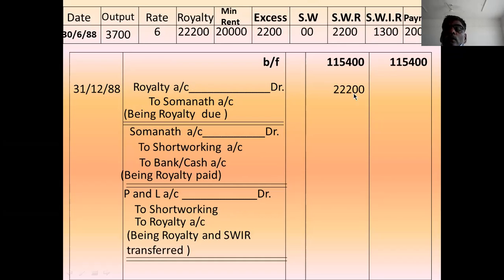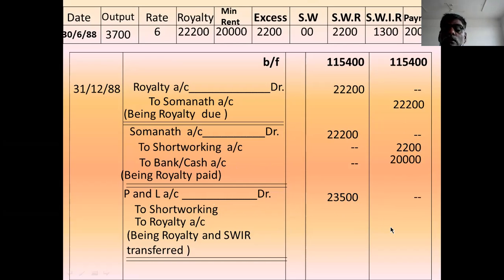22,200 is royalty account to Somnath account 22,200. Next, Somnath account debtor 22,200 to short working. To short working means SWR. SWR is 2,200, you write. To bank, payment column 20,000. Bank means payment column 20,000. P&L account debtor 23,500. This is taken on the basis of total of short working and royalty. You write this amount at the end.